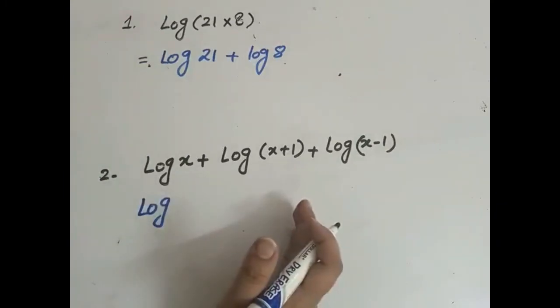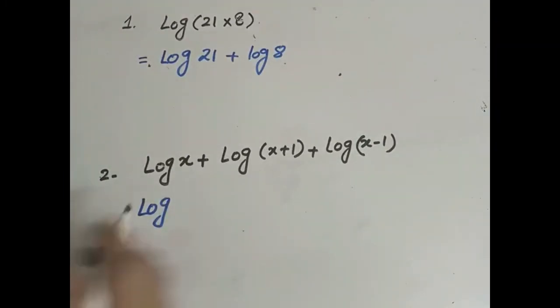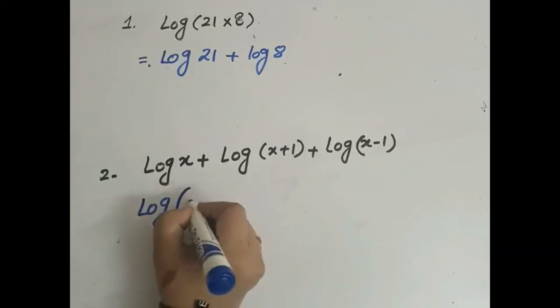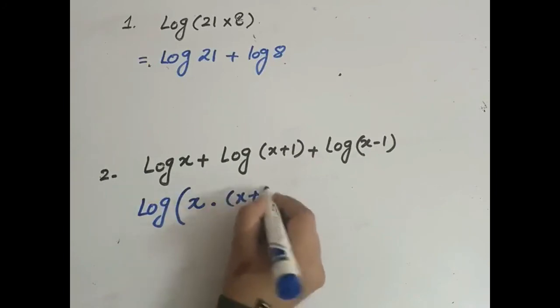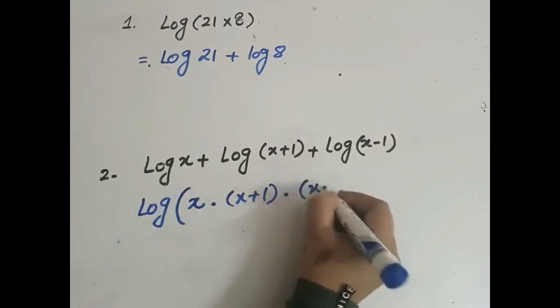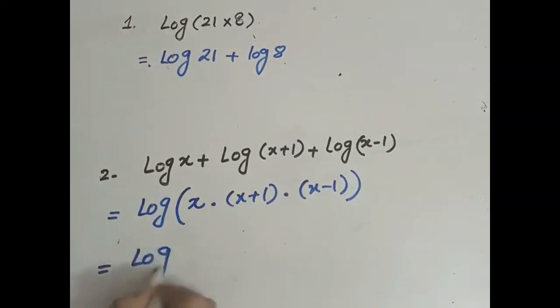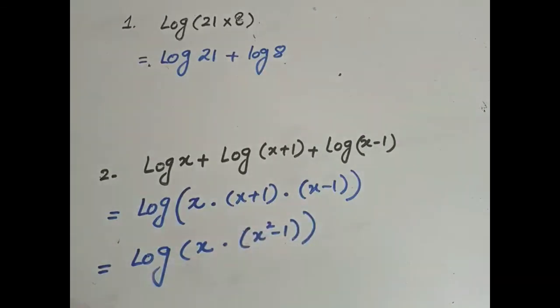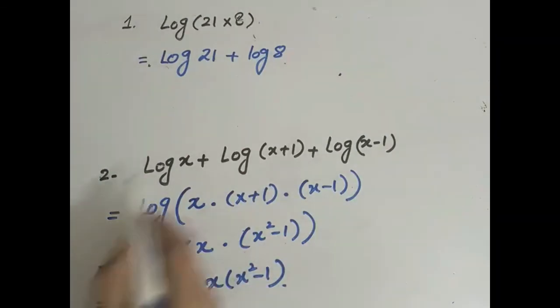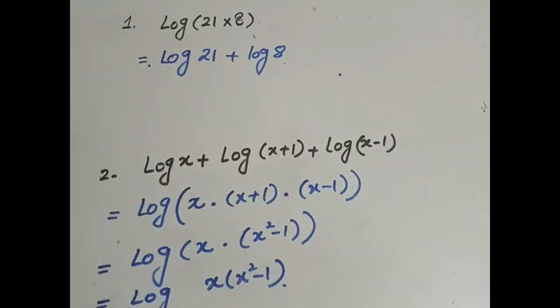So if I take a log out from this expression, addition will be converted into multiplication: x plus 1 multiplied by x minus 1. So it will be log of x into x square minus 1, since a plus b into a minus b gives a square minus b square. So we have expressed this whole expression in a single logarithm. I hope you have understood the first law of logarithm and its application.